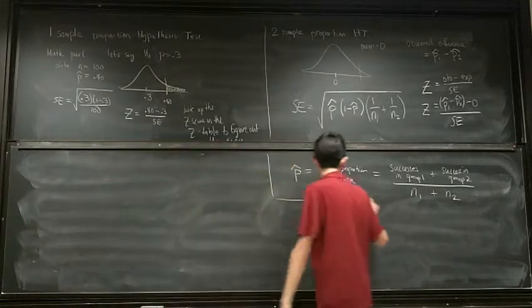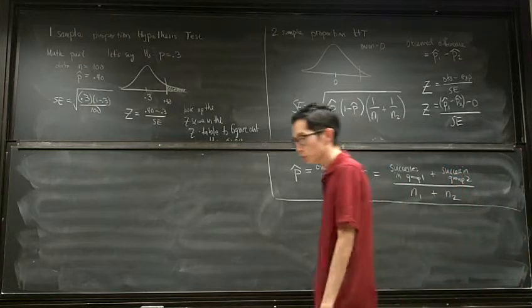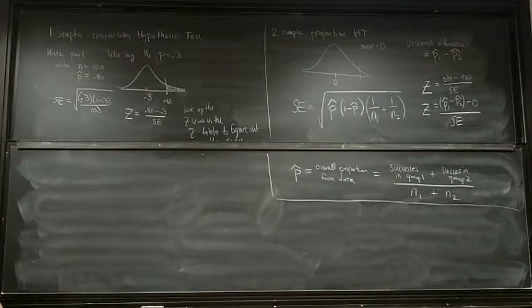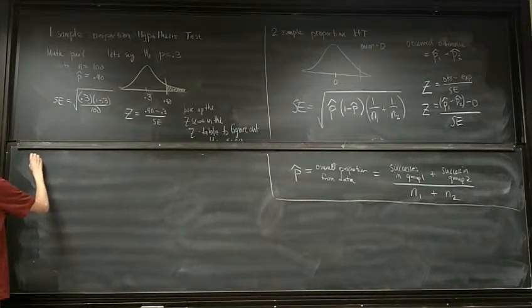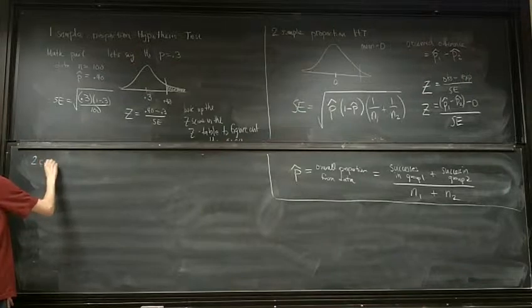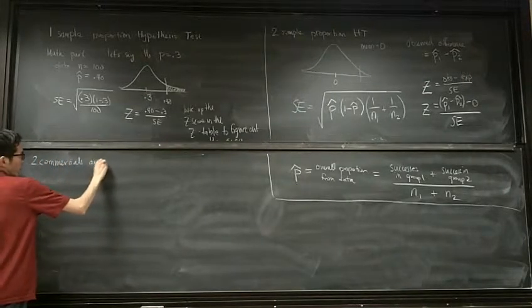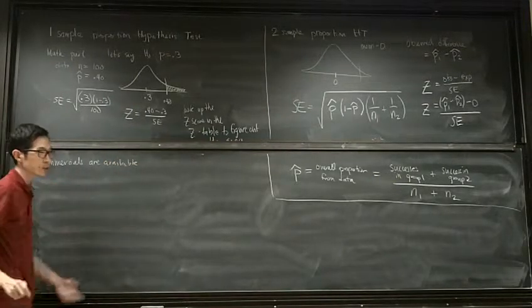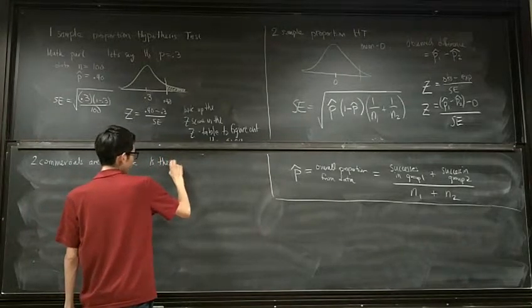Okay, so let's try a two-sample proportion hypothesis test for this commercial thing that I'm making up. Okay, so I have two commercials. Two commercials are available. I want to know if there's a difference between them. Okay, is there a difference between the performance?